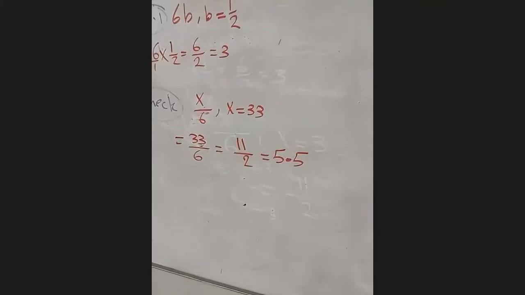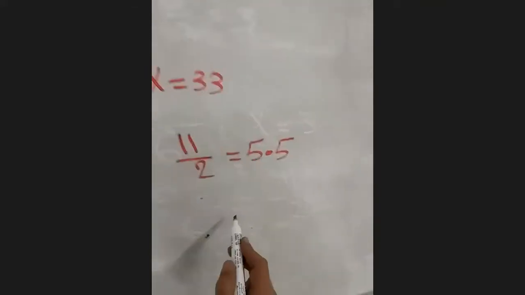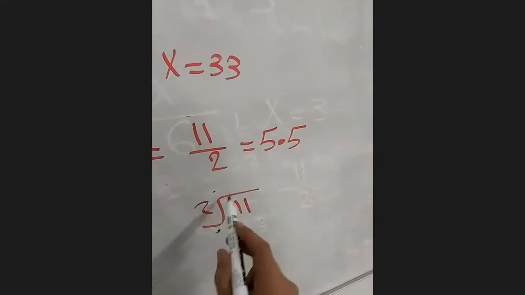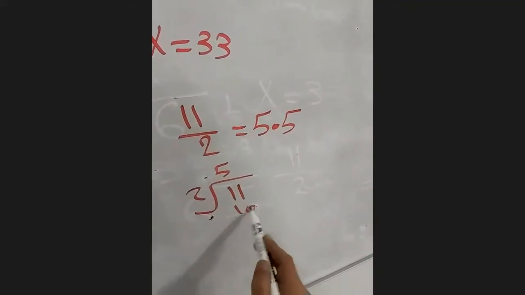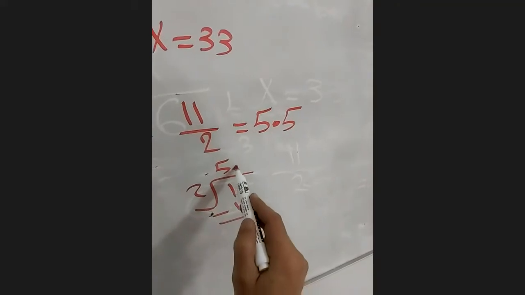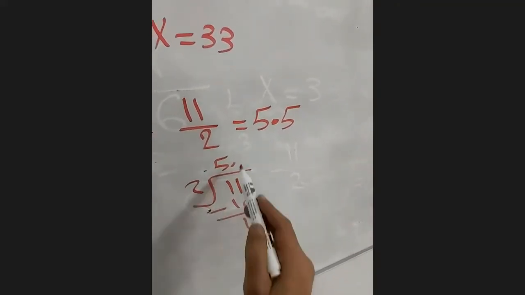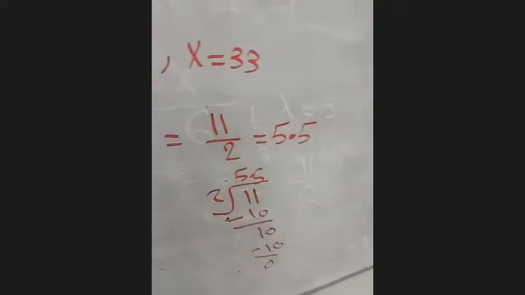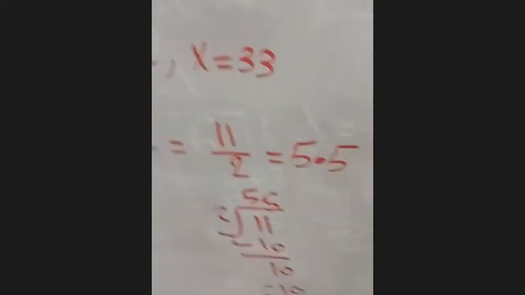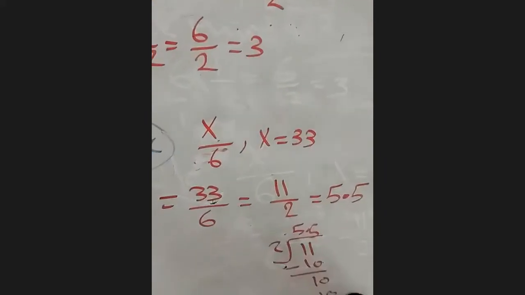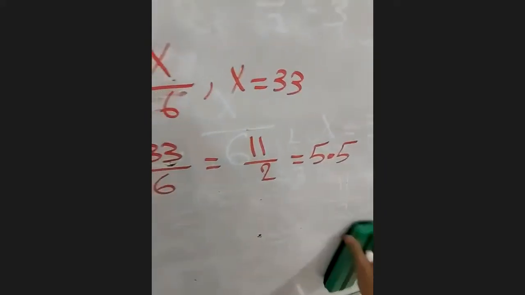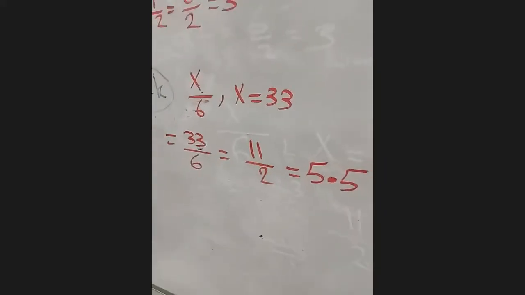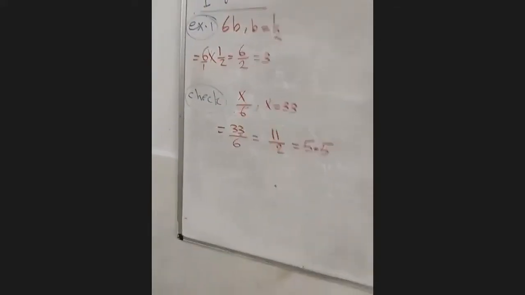5.5, okay? Long division: 11 divided by 2 is 5, 5 times 2 is 10. Subtract, 1. We have a decimal, we can add 0. 10 divided by 2 is another 5, 5 times 2 is 10, subtract, 0. So 5.5. Now, this is example 1 and this is the check. If you didn't understand it, today we'll continue doing our work and we'll go to example 2.